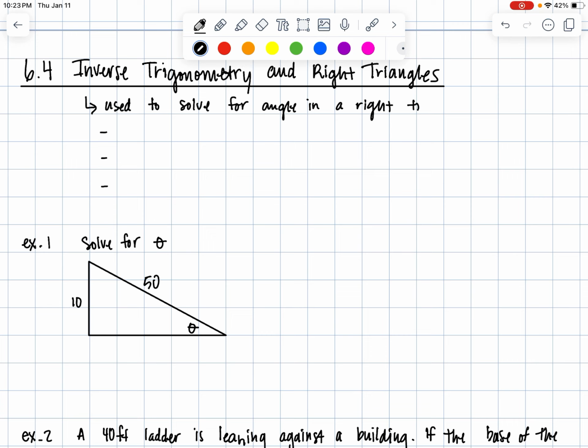So anytime you're given two sides of a triangle, like we have in example 1, you should be able to solve for either one of these angles. And it's important to note that this should be a right triangle, so the square should be there.